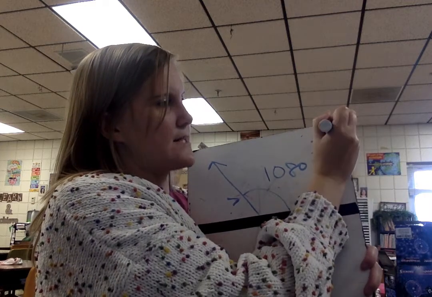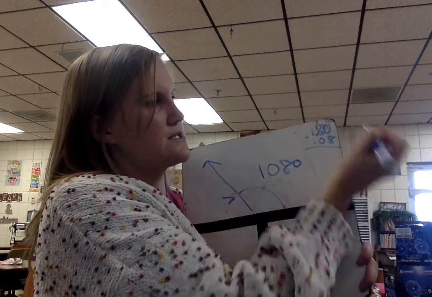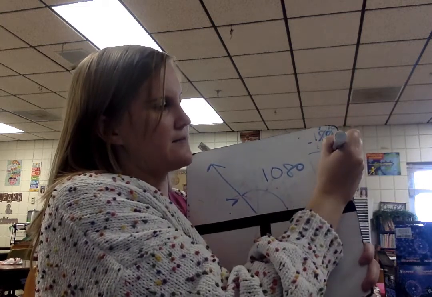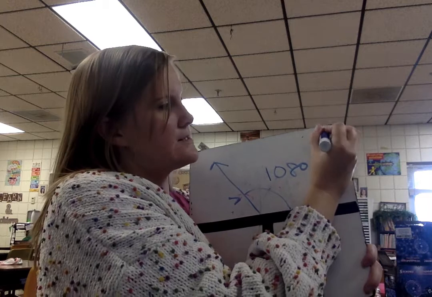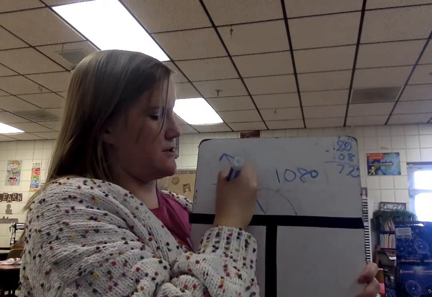Cannot do 0 minus 8, so I go to the tens place, make it a 7, and give 10 to the ones. 10 minus 8 is a difference of 2. 7 minus 0 is a difference of 7. So this would measure 72 degrees.